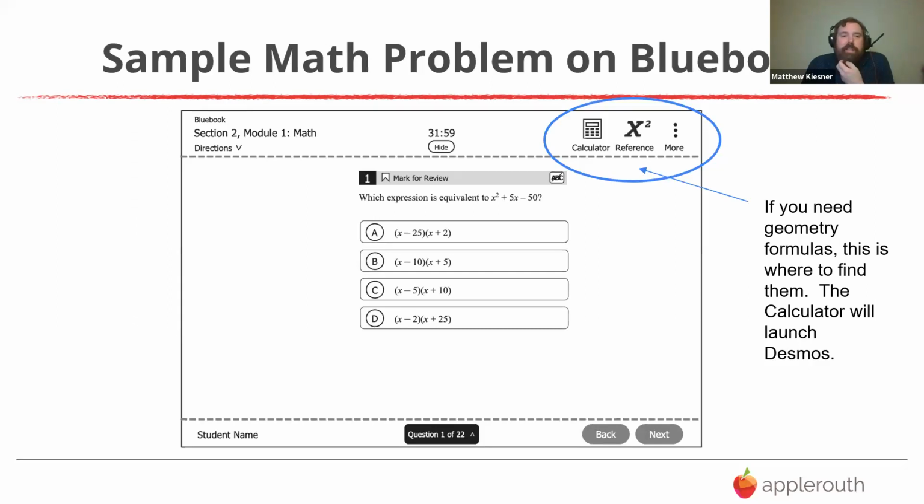So the Bluebook does look different on the math, and so we want to include this one. As you can see, if you hit the calculator, it will pull up Desmos.